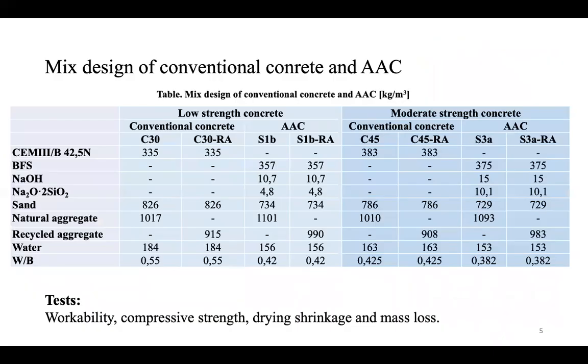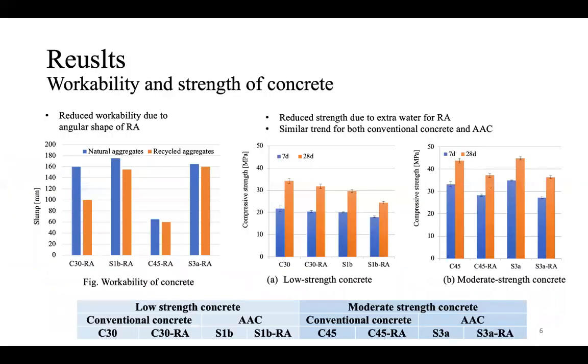For the mix design, two strength classes were considered. They are low strength concrete and moderate strength concrete. For each strength class, both conventional concrete and alkali-activated concrete were prepared, either with natural aggregates or recycled aggregates. After demolding, the specimens were subjected to sealed curing at 20 degrees Celsius until testing. Compressive strength, drying shrinkage, and mass loss of the specimens were tested according to relevant standards.